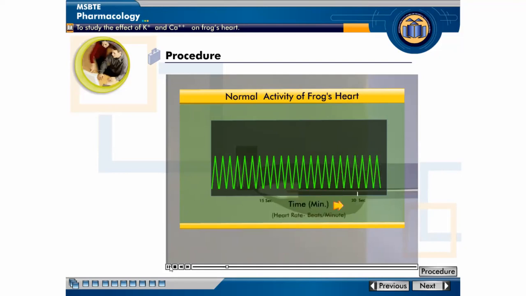The number of peaks per minute indicates rate of contraction of heart, whereas height of a single peak indicates force of contraction. You can see that all the peaks in the tracings are of same height and at same distance. This means contractions are rhythmic and with normal tone.